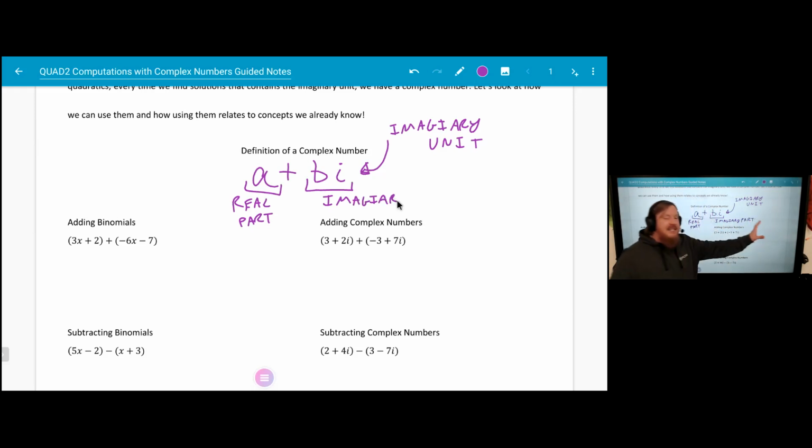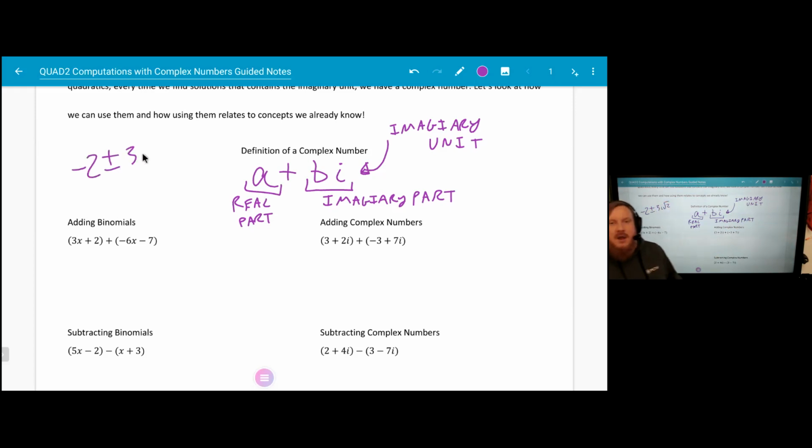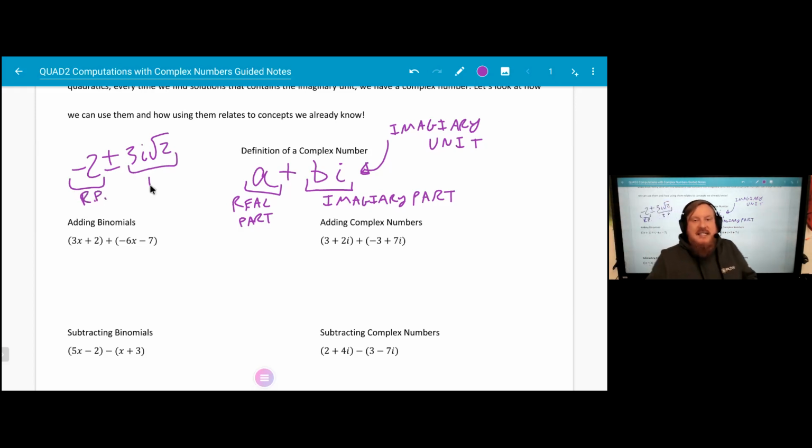Now, we've actually already seen things that look like this. When we were doing quad 1, we were solving with square roots. Sometimes we got answers that look something like, I don't know, -2 plus or minus 3i square root of 2. And these are complex numbers. This is our real part right here, and this would be our imaginary part. So those exist. We've seen those before. We're just going to do a little something different with it.